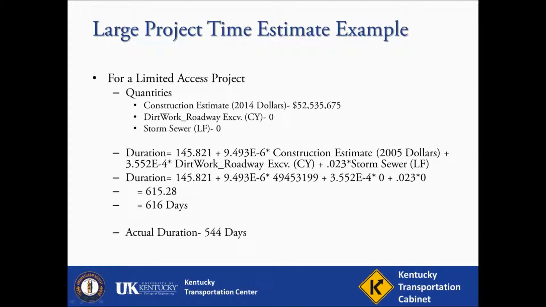Notice also that the project does not entail excavation or storm sewer, so these fields are 0 or left blank. In comparing to the actual project of this example, it took 544 days. While not exact, the equation is roughly 14% over the actual project and within the range as computed by the program.